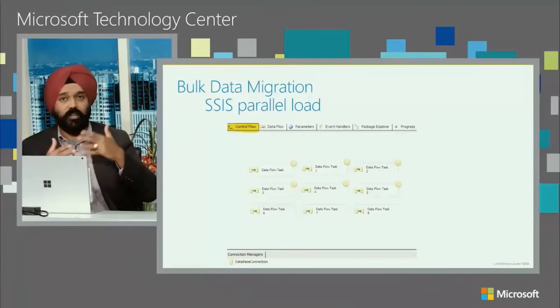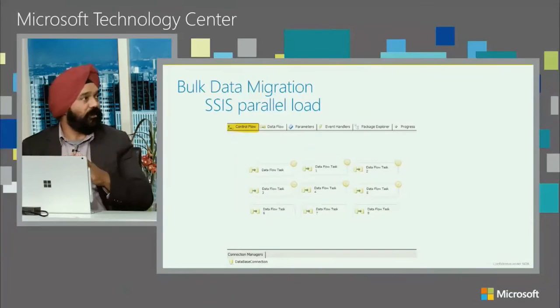SSMA is great when it comes to smaller size databases, I would say 50 to 100 GB. Anything that is over 100 GB, I would say that you should look at an SSIS package. It's very easy to use. It comes with a pre-built Oracle connector. You connect to Oracle, use the parallel loading feature, and migrate your data to SQL Server.